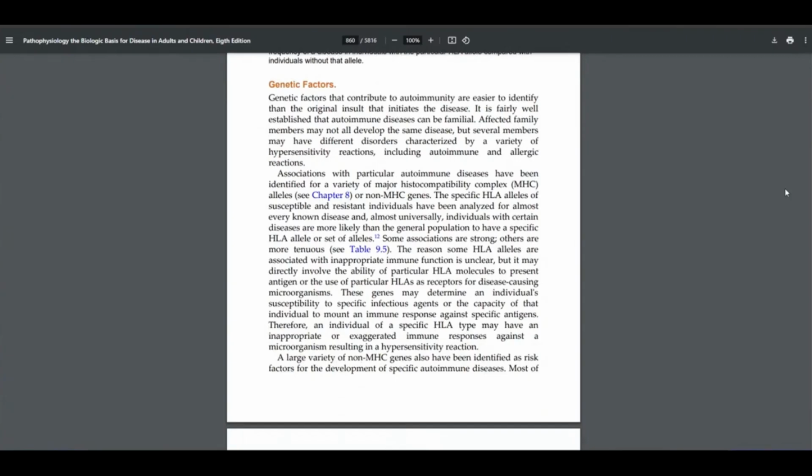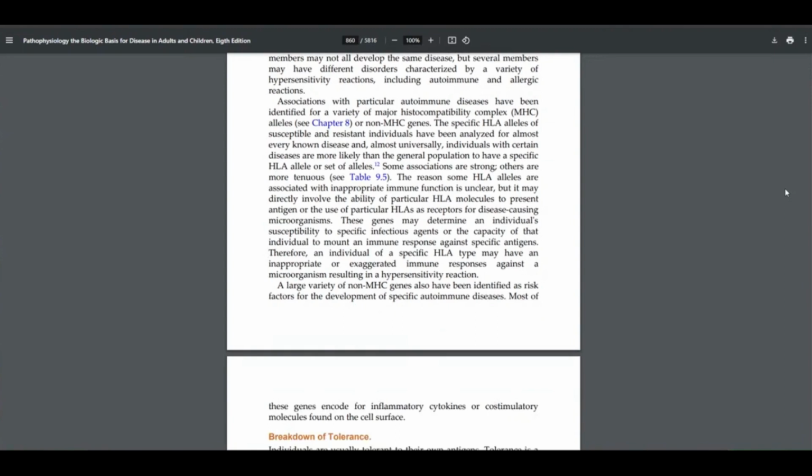Genetic factors that contribute to autoimmunity are easier to identify than the original insult that initiates the disease. It is fairly well established that autoimmune diseases can be familial. Affected family members may not all develop the same disease, but several members may have different disorders, characterized by a variety of hypersensitivity reactions, including autoimmune and allergic reactions. Associations with particular autoimmune diseases have been identified for a variety of major histocompatibility complexes, or MHC alleles, see Chapter 8, or non-MHC genes.